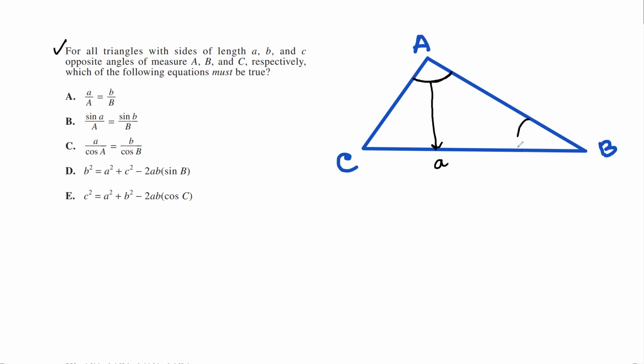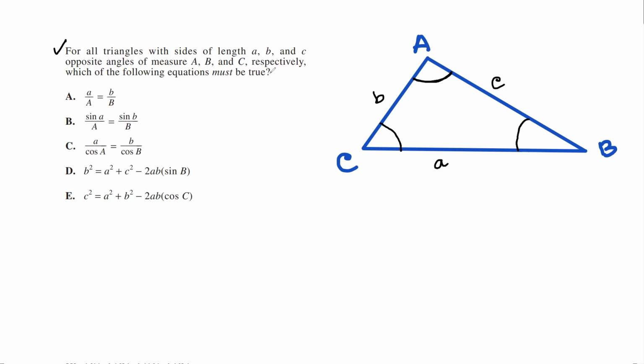If B is your angle, then the side which angle B is facing is this AC, right? That's lowercase b. And angle C is facing this side, right? So this side length is lowercase c. That's the scenario. Then which of the following equations must be true?